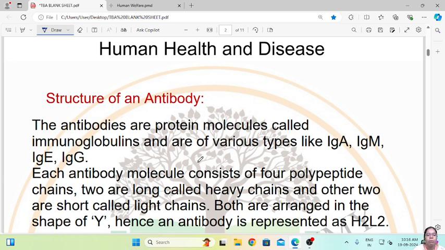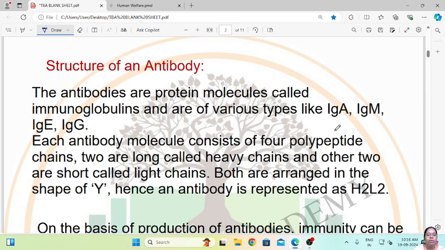Each antibody molecule consists of 4 polypeptide chains. Two are long, called heavy chains, and two are short, called light chains. So the antibody structure consists of a heavy chain and a light chain, both arranged in a Y shape, hence the antibody is represented as an H2L2 structure.